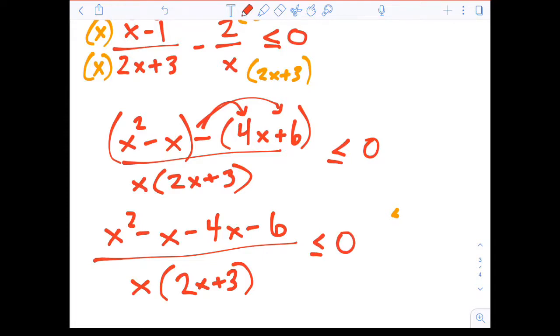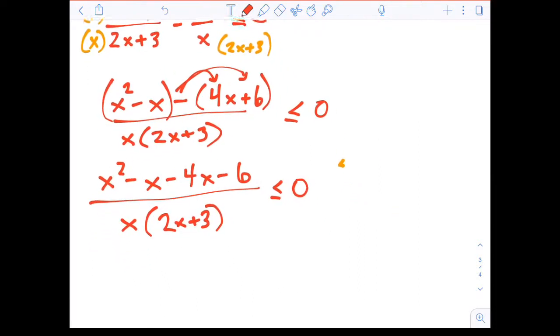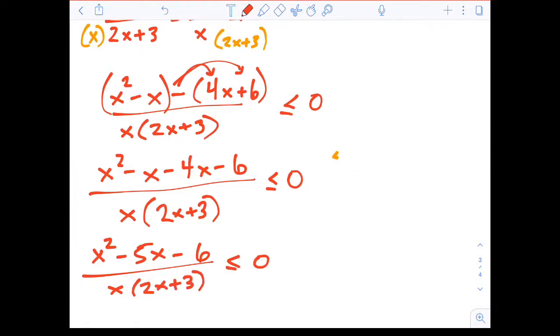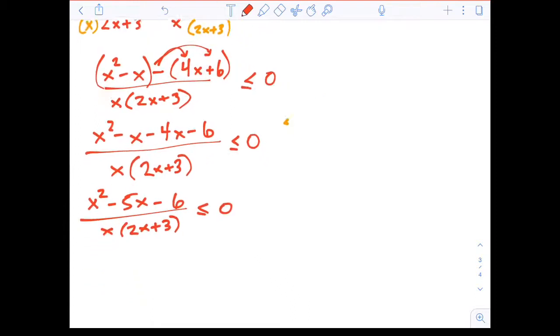I'm going to add my like terms across the top. I'm going to try to factor them. So I see I have negative x and negative 4x. I have negative 5x. The bottom stays the same. And then I can factor across the top because I have a trinomial. Look for two numbers that multiply to -6 and add to -5, which are -6 and +1.